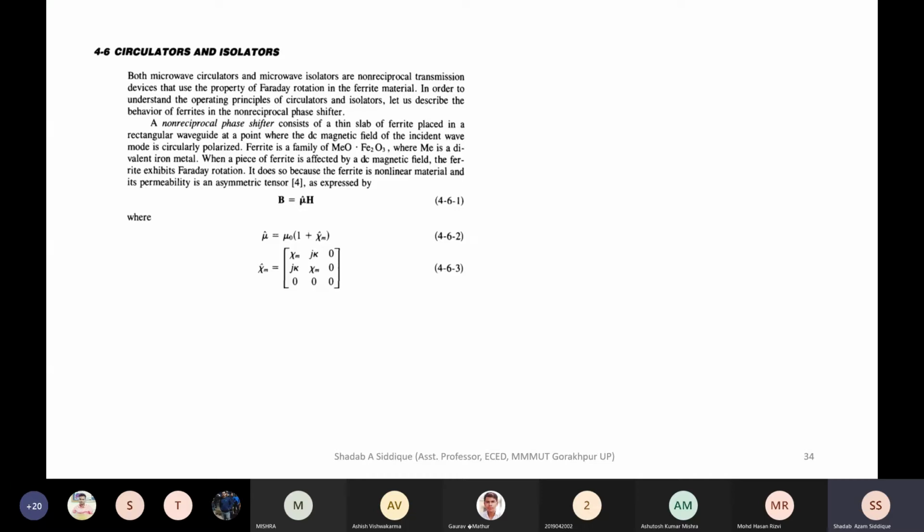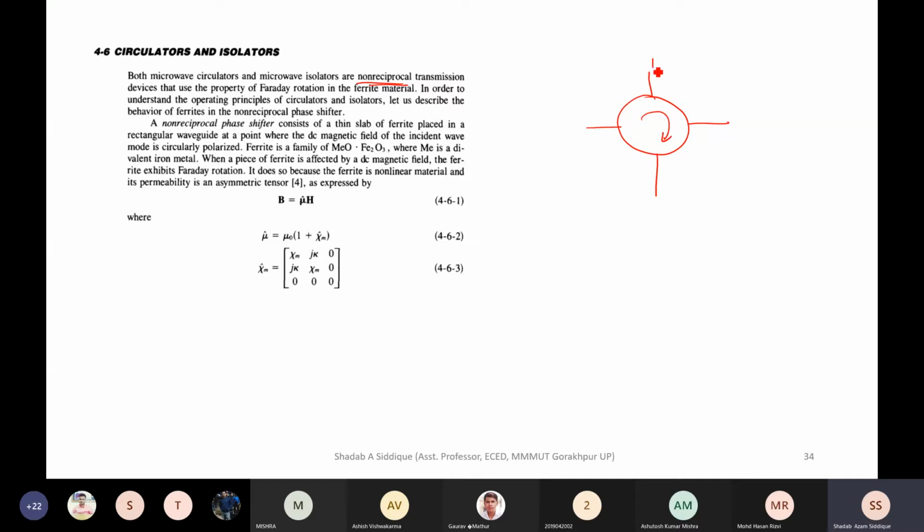Both the microwave circulator and isolator are non-reciprocal transmission devices. So they are non-reciprocal. You can see we have the directional coupler, or any device like the magic T, but that was not in the directional way. In the circulator, take first the case where we have four ports, and the circulator is rotating in the clockwise direction.